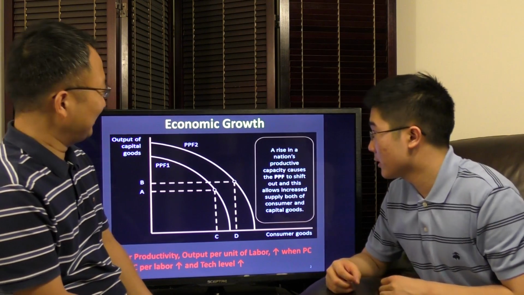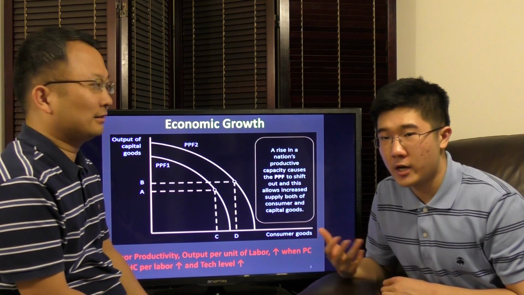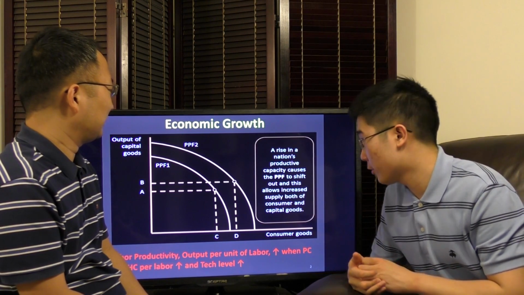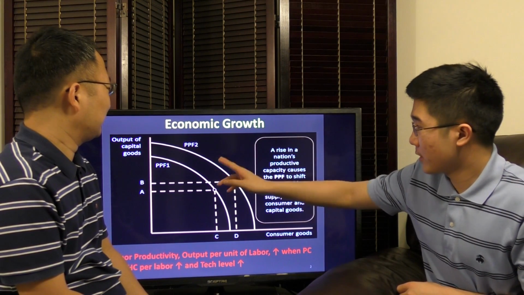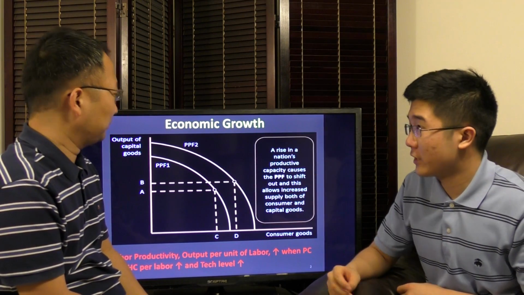One is through the PPF graph. Basically, a PPF graph compares two arbitrary goods in an economy, looking at their production and the opportunity cost of producing both compared to the other. And when we see real economic growth, we see the PPF expand outwards. Real economic growth will always involve the PPF expanding outwards.